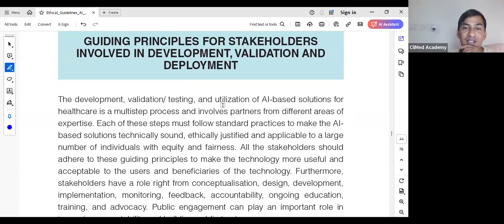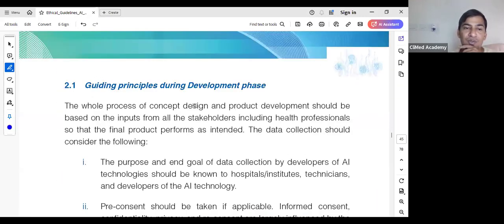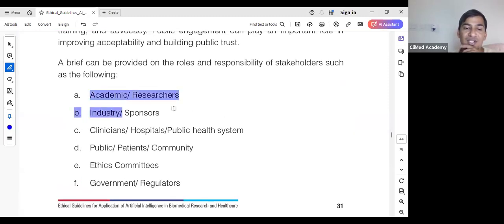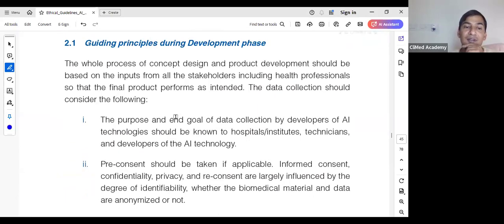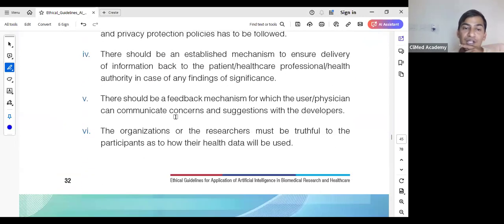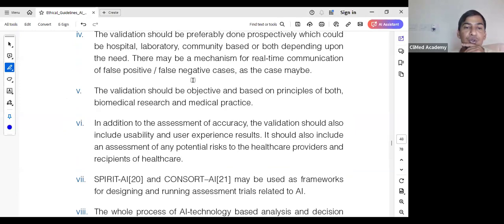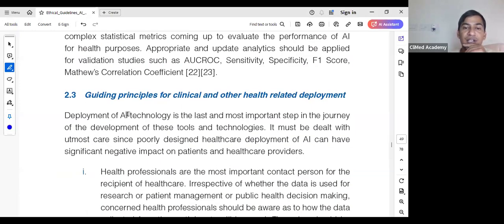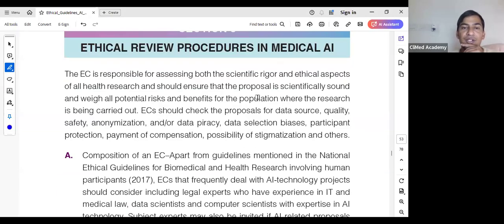Then there are guiding principles for stakeholders involved in development, validation, and deployment. So there are the stakeholders, as I told you: academics, researchers, industry sponsors, clinicians, hospitals, public health, the public patient community, ethics committees, government regulations. They have guidelines for everyone. Like, as I told you, there is a development phase, then a distribution phase, and then a user phase. So they have guidelines for everything, guidelines for the validation phase, right? There are specific guidelines for the clinical and other health-related deployments of AI. Very, very important.